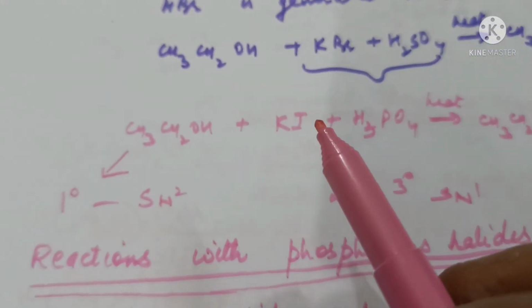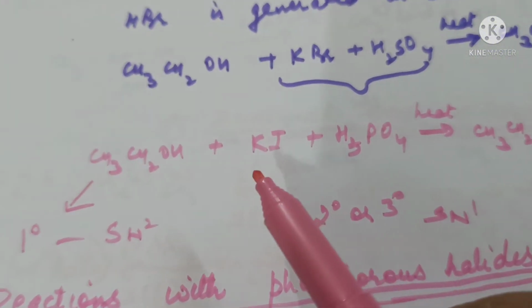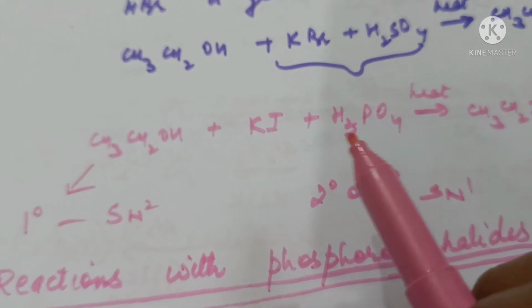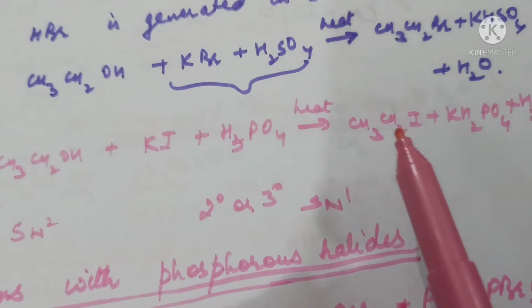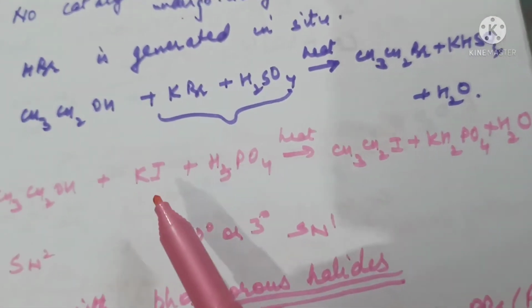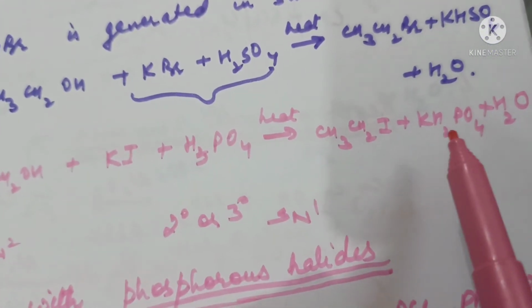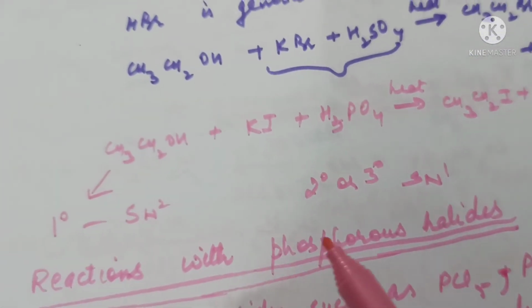To react HI with alcohol, again, we will prepare HI in situ. So we react potassium iodide with phosphoric acid to produce HI. This HI reacts with alcohol to produce iodoalkane and water. So KI plus H3PO4 will also form potassium hydrogen phosphate.